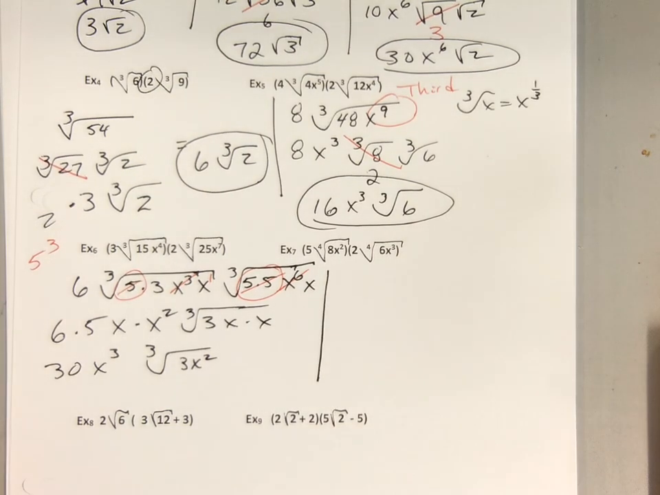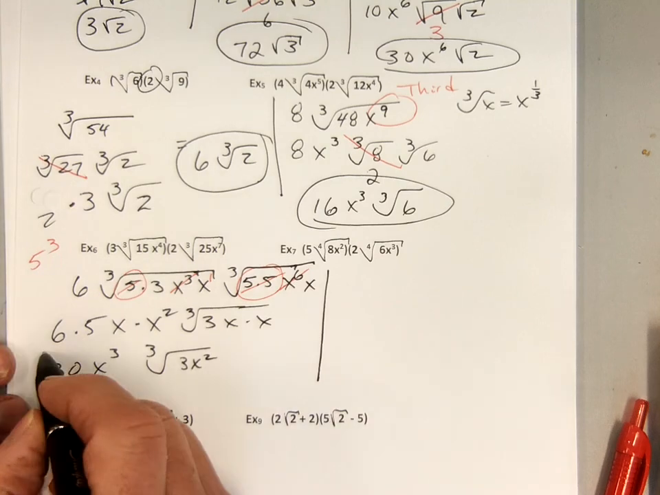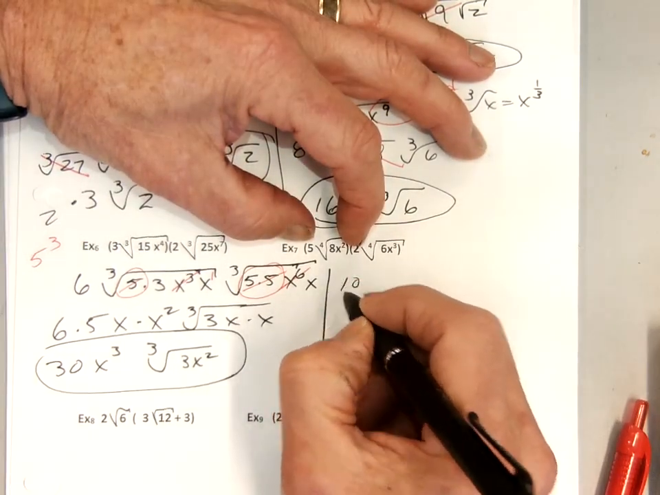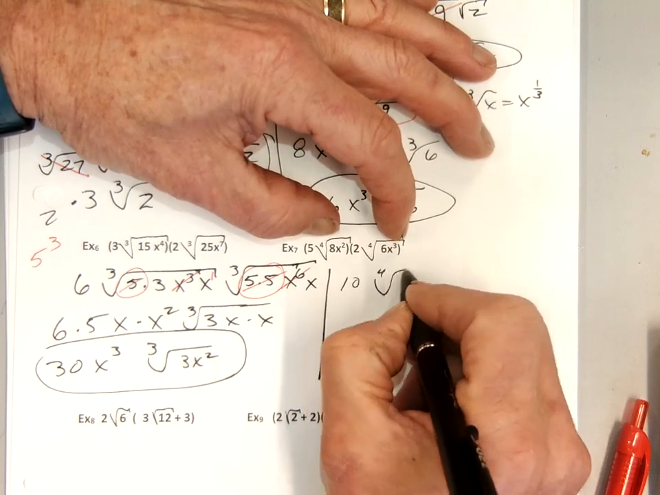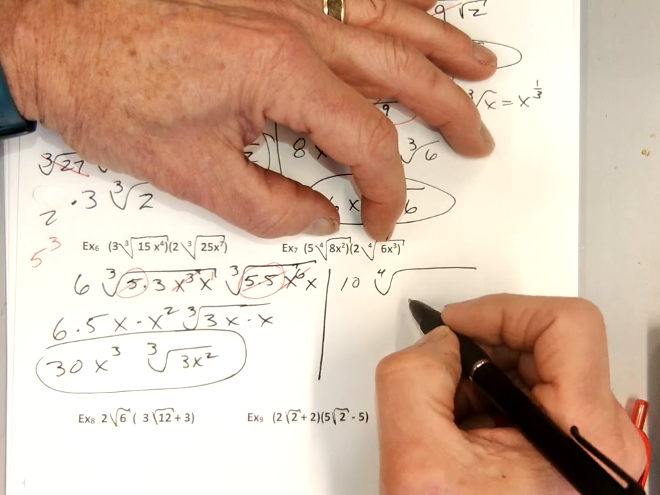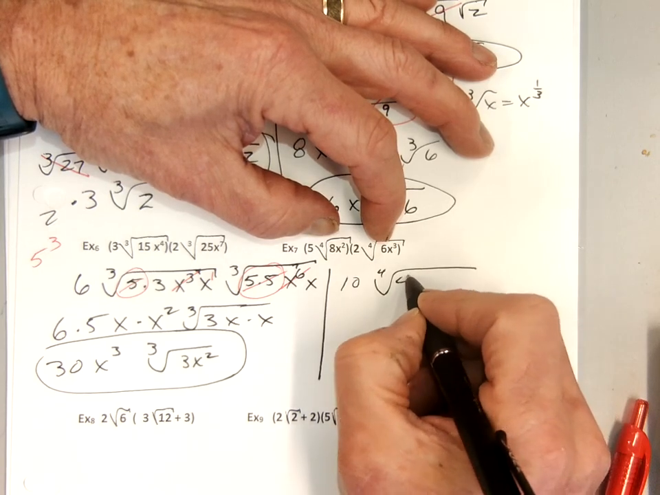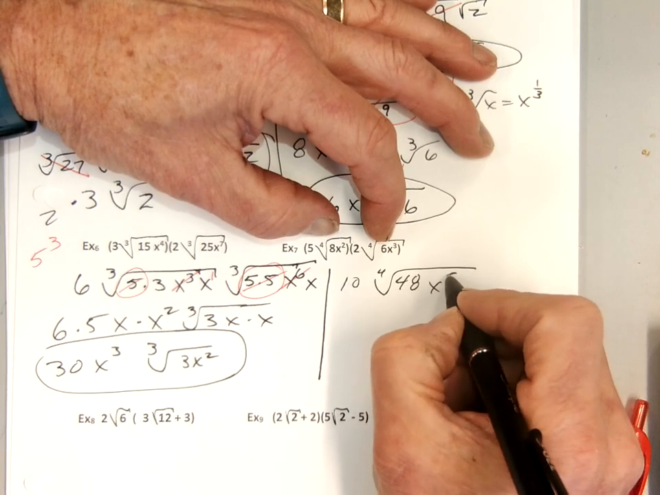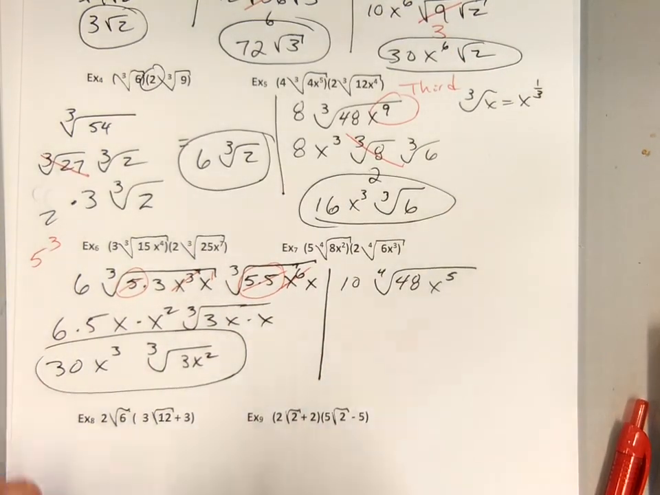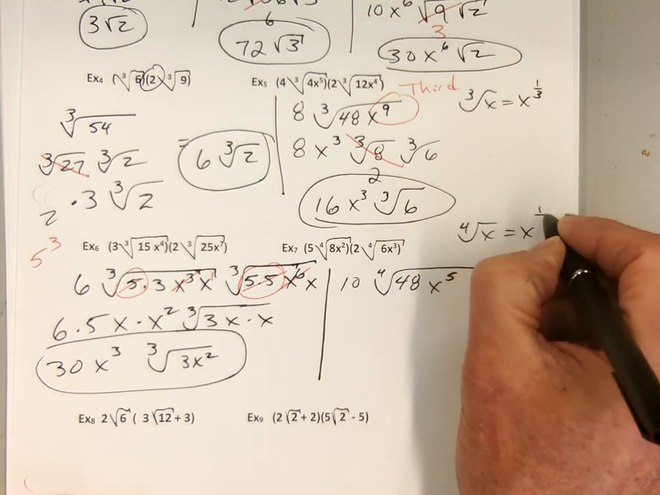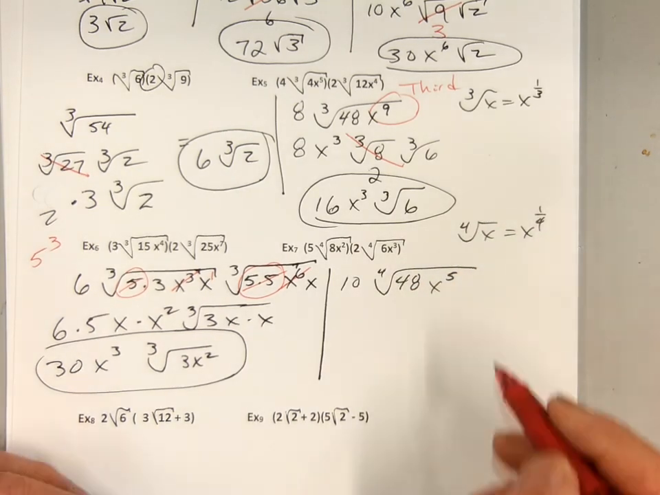Okay. 4th roots. Well, let's check it out. I'm going to have a 10, multiply your whole numbers, right? 4th root of, I could do the same thing, but I won't. 48, all right? X to the 5th, okay? Now, the 4th root of x is x to the 1/4 power. So I need to take a 4th.